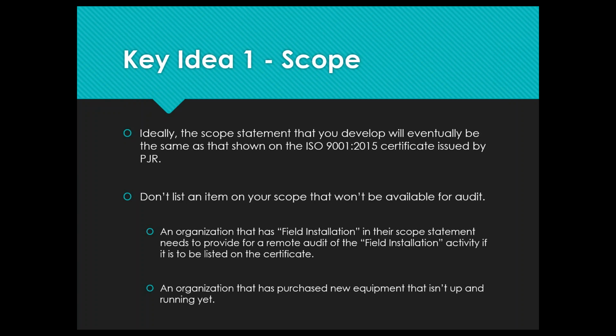If you've purchased new equipment that isn't up and running yet, and this represents an expansion of your scope, if we show up and the equipment isn't running, we can't add it to the scope of the certificate. That's the rule. In order to list it on the certificate, it has to be subject to audit.